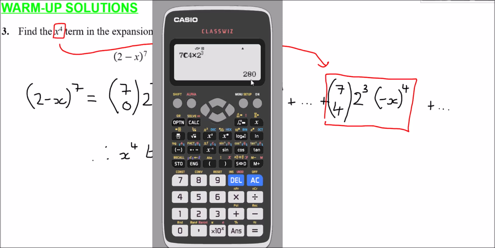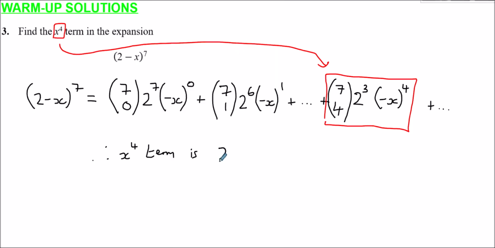So the coefficient of x to the power 4 is 280. In other words, we're going to have 280x to the power 4 for our x to the power 4 term.